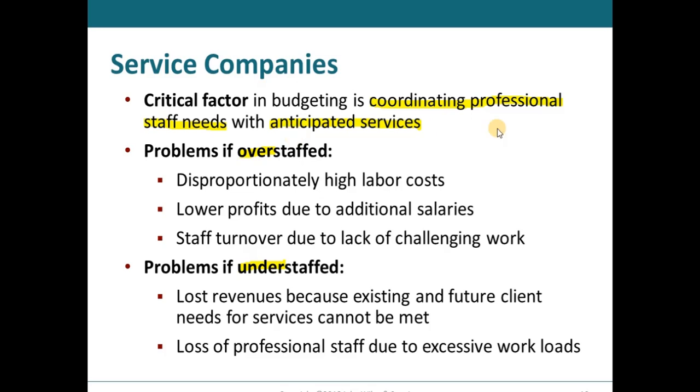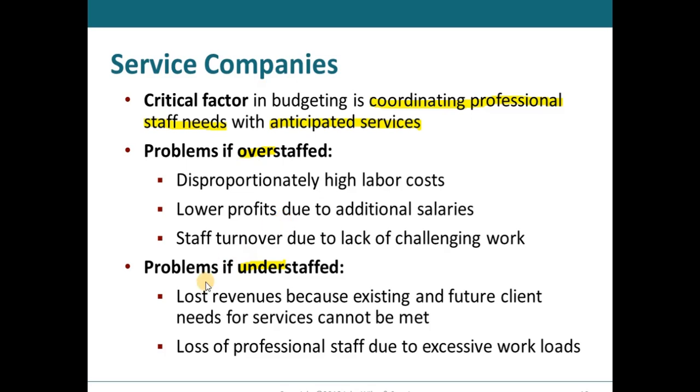If the professional staff is overstated, if we have a lot of staff, we meet these problems: high labor cost, lower profit due to additional salaries, and staff turnover due to lack of challenging work. Here are the problems if we are overstaffed.